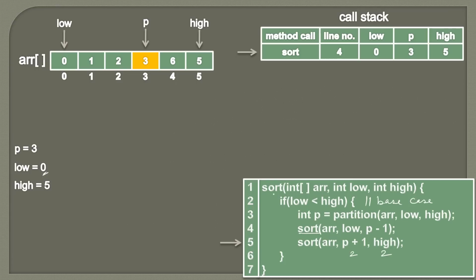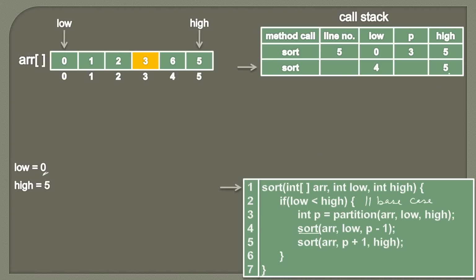So here we are leaving this sort method. We'll update the line number here, which is 5, and we are calling this sort method, passing in low value as P plus 1, which is 4. So it looks like this. Low becomes P plus 1, which is 4. So it looks like this. Low is less than high. It means we have 2 elements. It means we can divide these 2 elements further down.